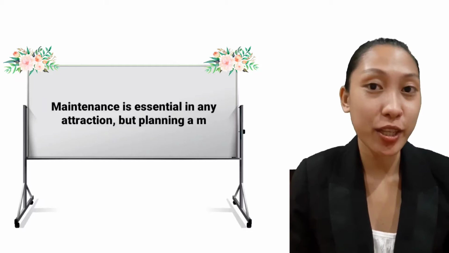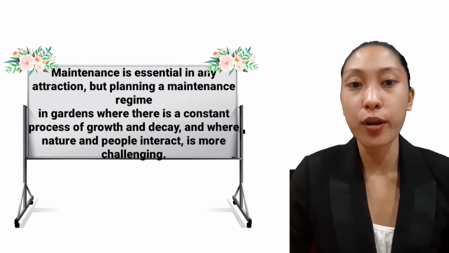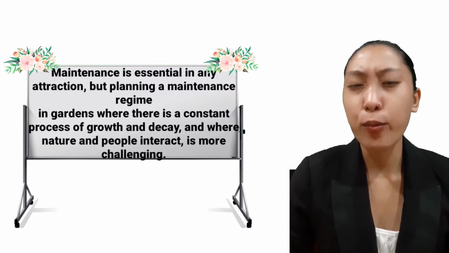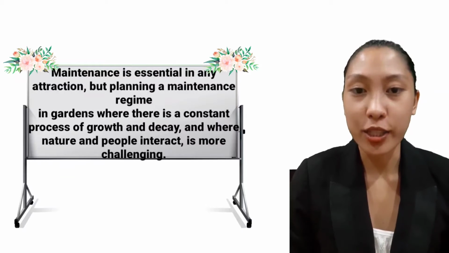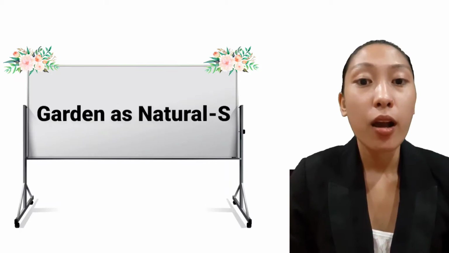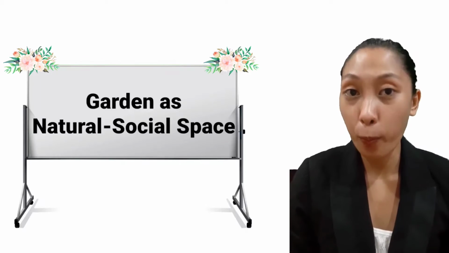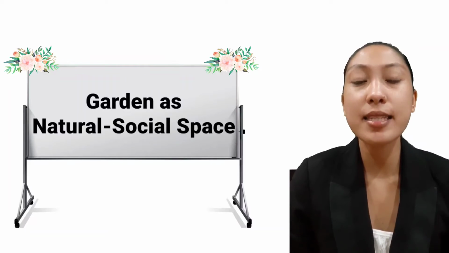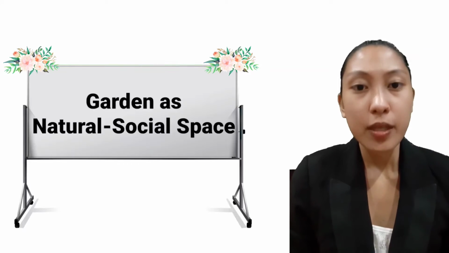Maintenance is essential in any attraction, but planning a maintenance regime in gardens, where there is a constant process of growth and decay and where nature and people interact, is more challenging. Grass mowing, for example, will need to be carried out frequently if the weather has been mild and wet, but needs to be done on dry days, and this is the time when more people are likely to visit.